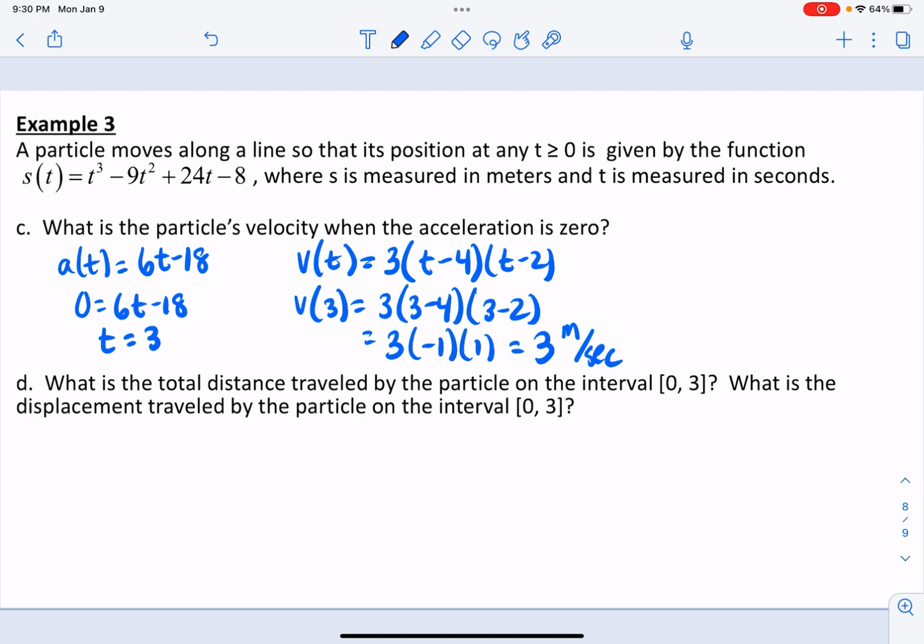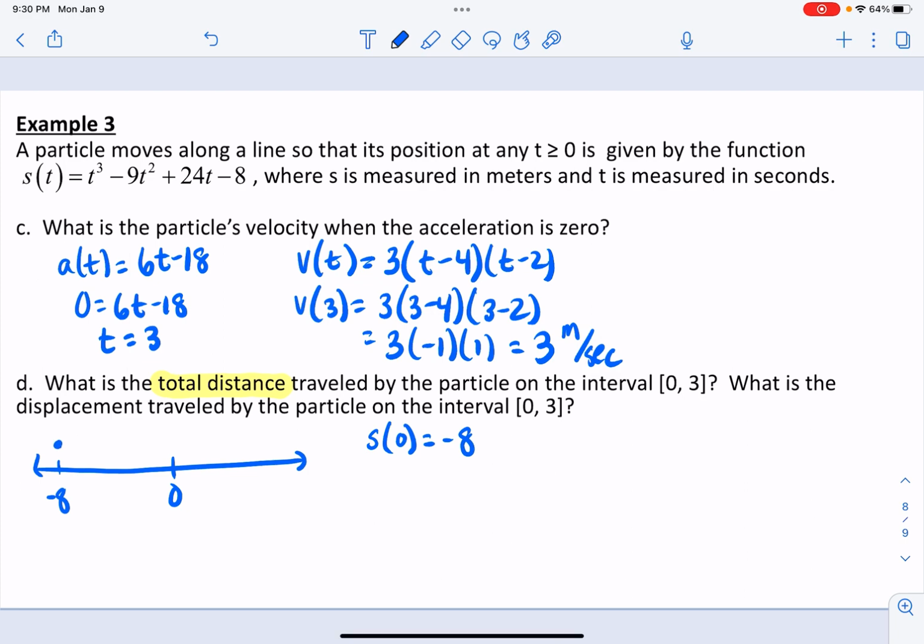Okay, this last one is a pretty hefty one, actually. What is the total distance traveled by the particle on the interval from 0 to 3? What is the displacement? So let's deal with total distance first. And let's talk about what happens. Total distance: look at it like you're on a number line here. Okay? And I have to find S of 0. S of 0 is negative 8. So say 0 is here, I'm over here at negative 8. That's where my particle is starting.